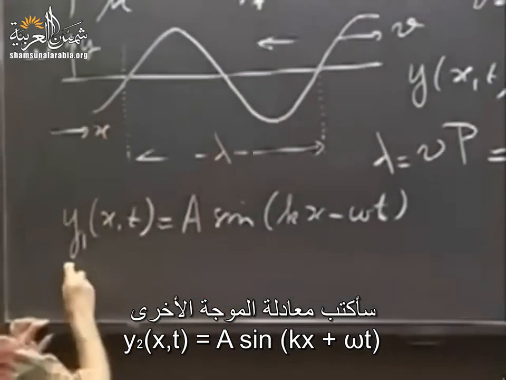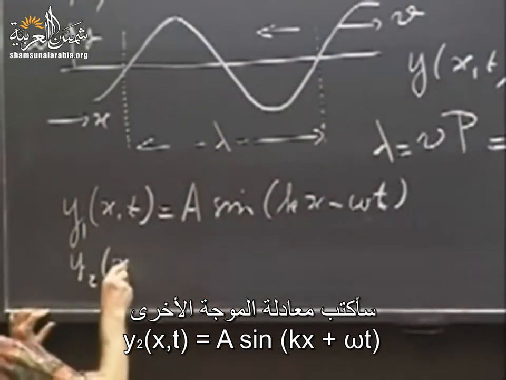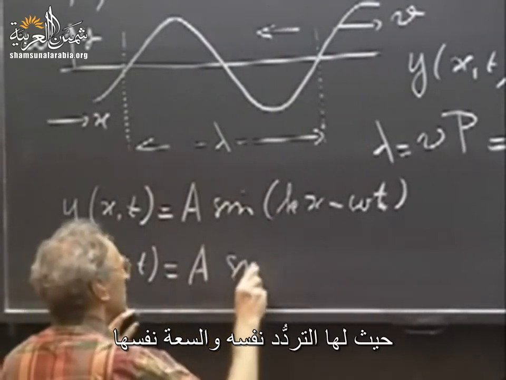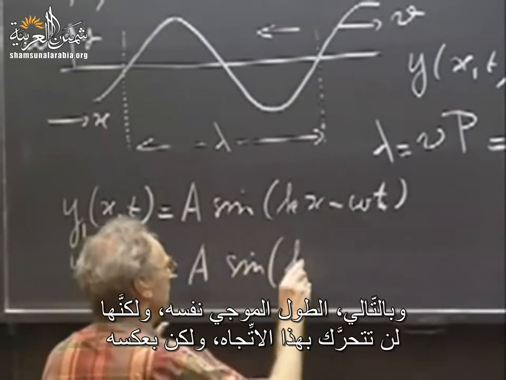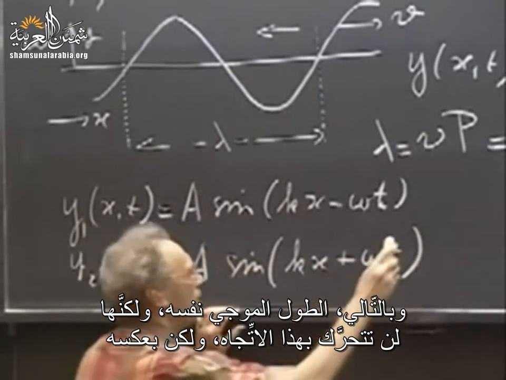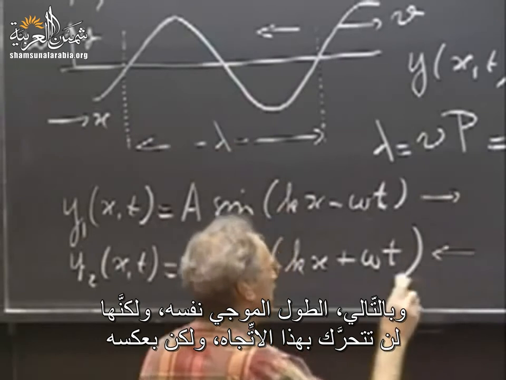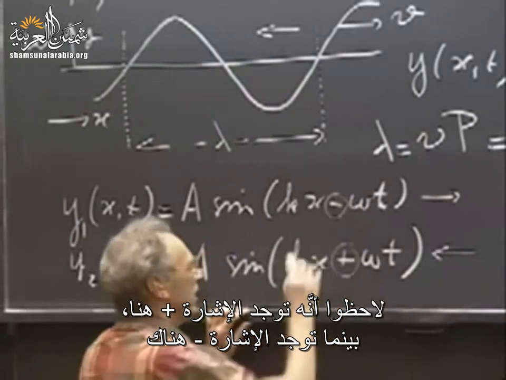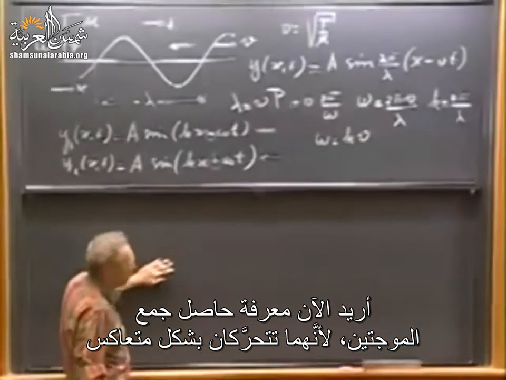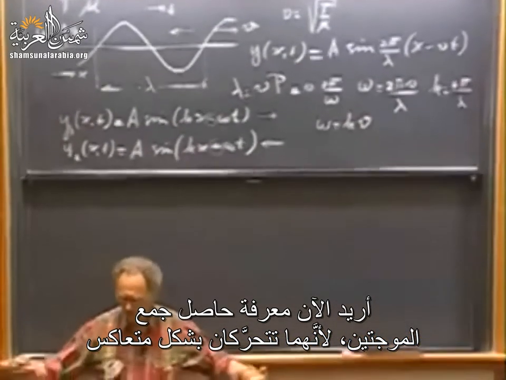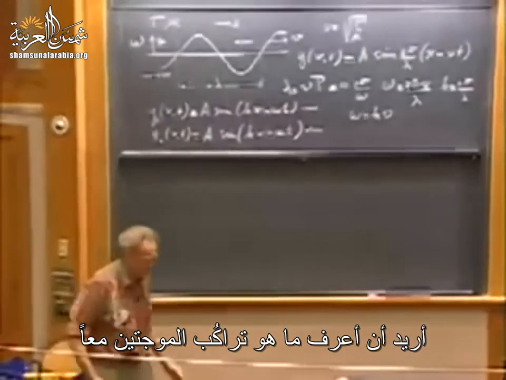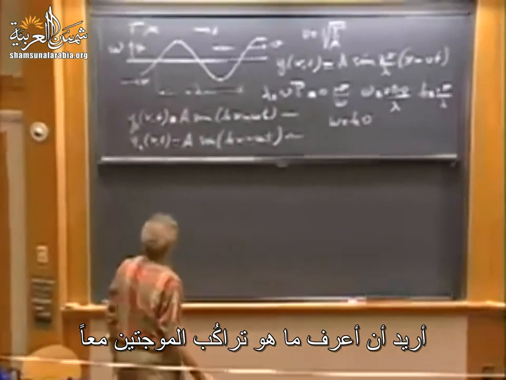And now I'm going to have another one, y2(x,t), same amplitude, same frequency, therefore same wavelength, but now it's going not in this direction, but in this direction. Notice there's a plus here, but there is a minus there. And so I want to know now what the sum of these two is, because one is going like this, another one is going like this. So I want to know what the superposition of those two waves does.